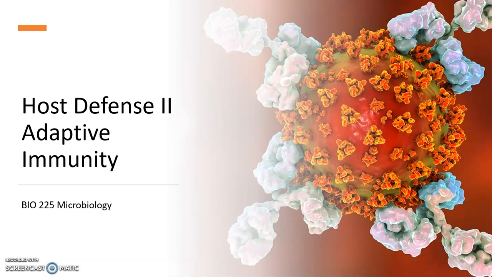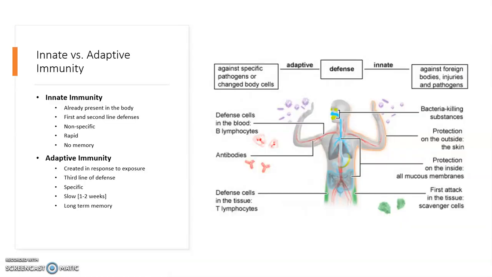In this lesson, we'll be discussing host defense 2, which is our adaptive immunity. If you remember from the previous lesson, we have two parts to our immune system: the innate immunity, which was discussed in host defense 1, and the adaptive immunity that we'll be discussing in this lesson.